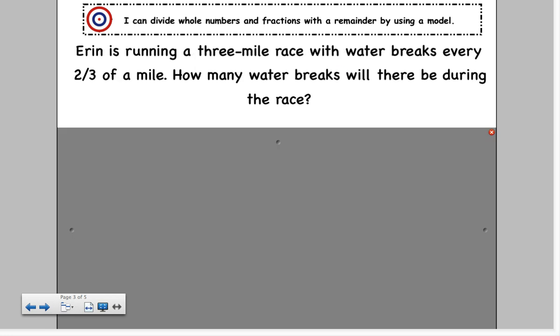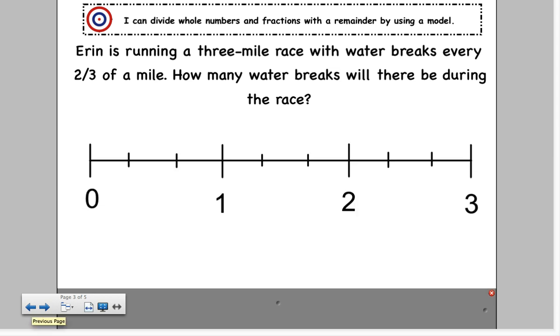All right, let's do one last example here. Aaron is running a 3-mile race with water breaks every 2/3 of a mile. How many water breaks will there be during the race? Now in this model, I'm going to actually use a number line. I'm going to use a number line because we're talking about distance, and a number line or a ruler would measure distance. And what I know is that Aaron is running 3 miles. So I've drawn here on my model, I've drawn out to 3. Each of these whole numbers represents a mile.